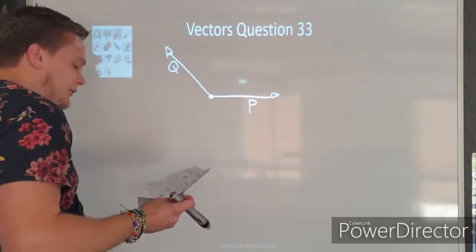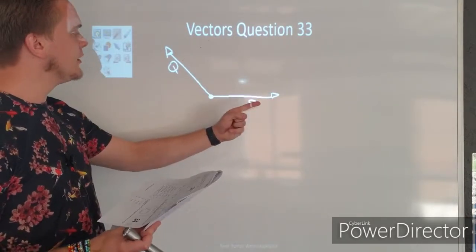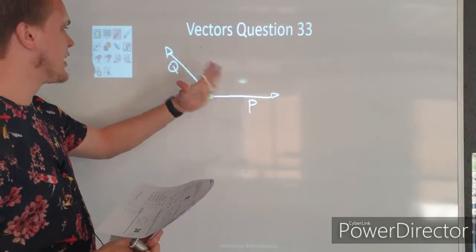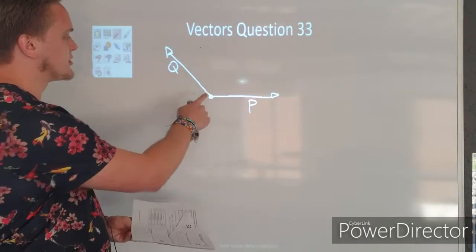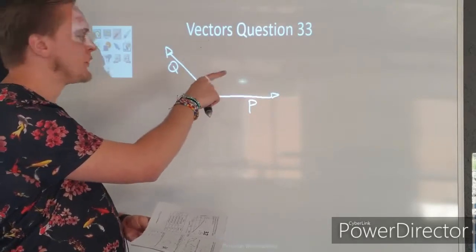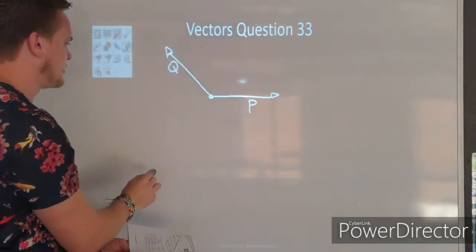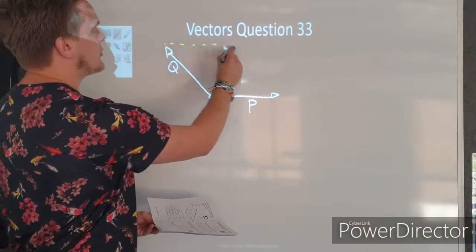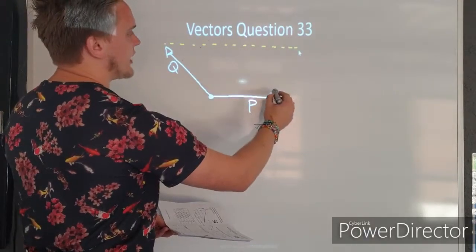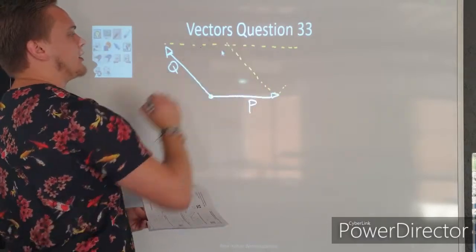Number 33, they give you vector or vectors Q and P. We know it's vectors because it has a magnitude as well as a direction. It's two equal forces from one point. Okay, so in grade 10, it was learned that if you have two vectors from one point, we're going to figure out what the resultant vector will be using a parallelogram.